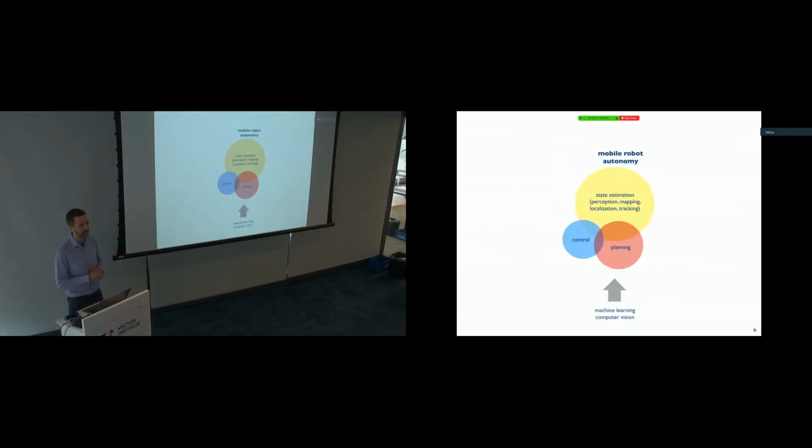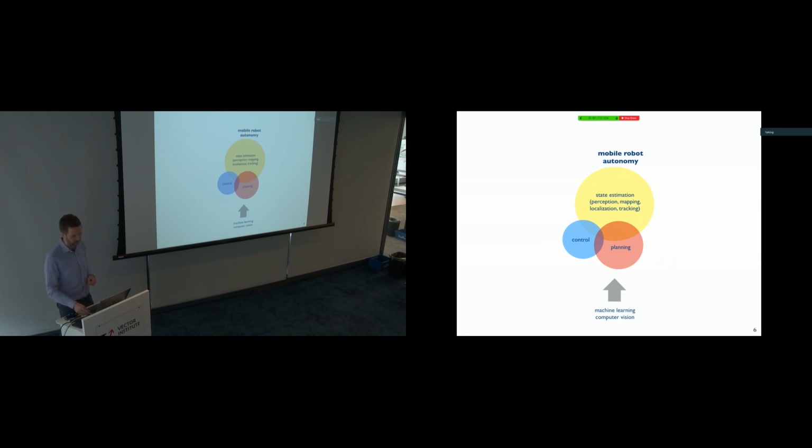And so what do I do? I'm mostly working on navigation for mobile robots, or mobile robot autonomy. I kind of break this into 3 main spheres: state estimation, which involves things like perception, localization and mapping, tracking things; path planning; and a little bit on control. The size of the circles indicates a little bit how much time I've spent on each of these different topics over the years.